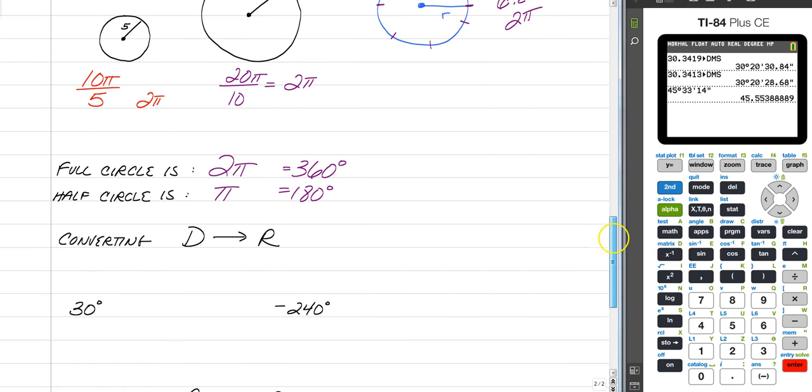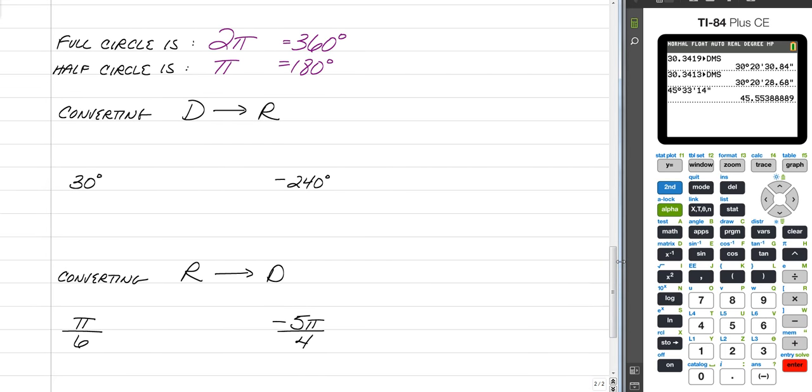Okay, so a full circle is 2 pi, a half circle is pi, or 180. So how do we convert from degrees to radians? Well, all you have to do is take your degrees and you multiply it by pi over 180. I mean, you could multiply it by 2 pi over 360, but that's a little bit more work than you need to. So for 30 degrees, we would just multiply by pi over 180. So that would be 30 pi over 180, but of course we're going to reduce.